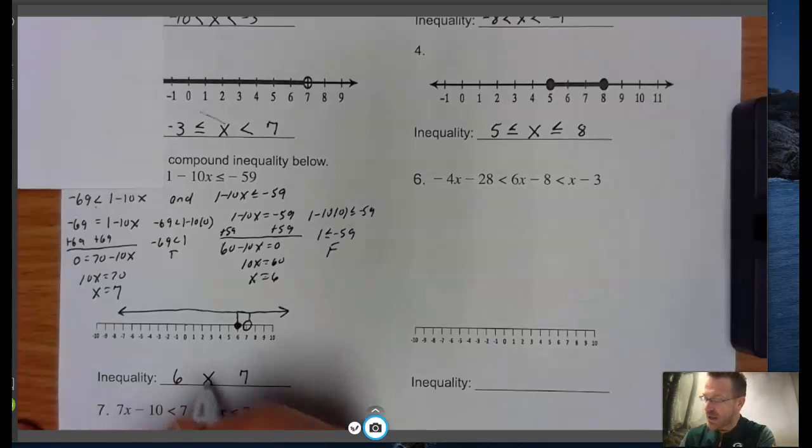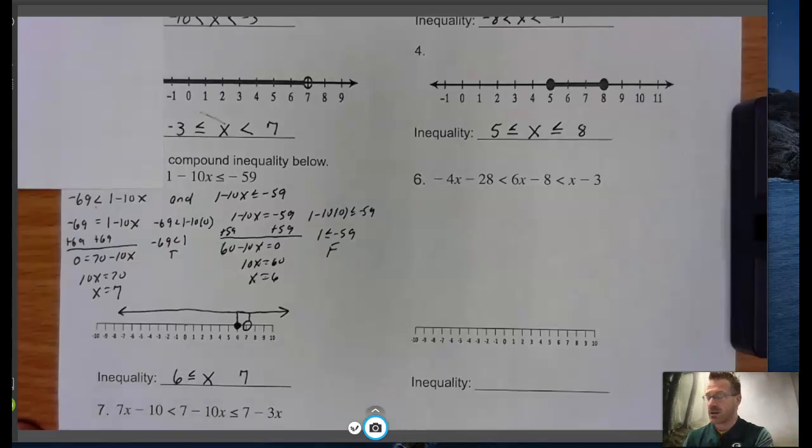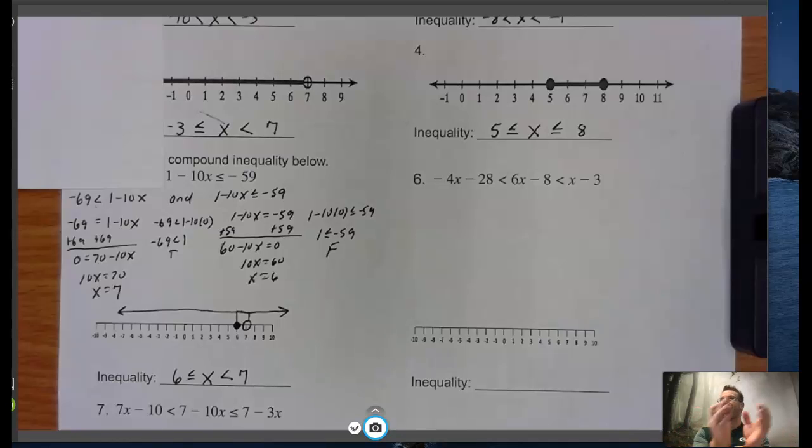We want all the numbers in between. And then this is going to be x is greater than or equal to 6, and then x is less than 7. Just like that. All right, so you can see it's very similar to what we've done before, but it's a little bit more work at the beginning to break our inequality into our two problems.